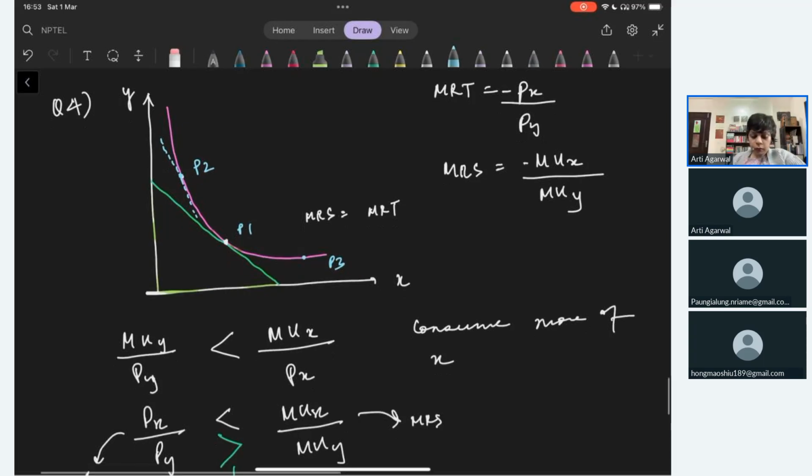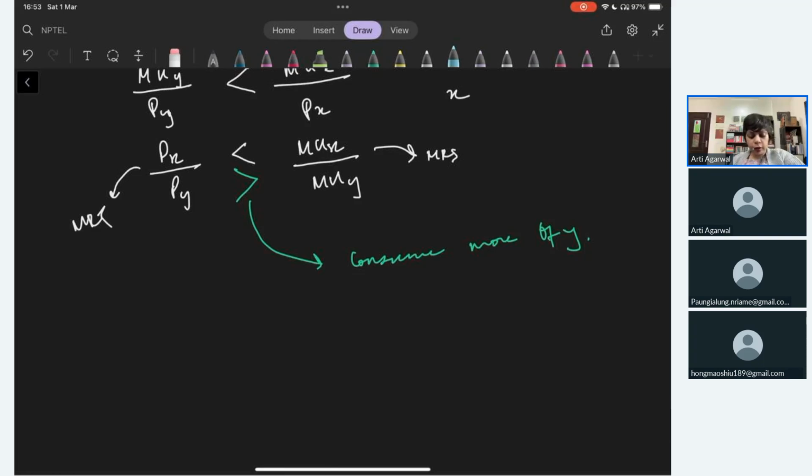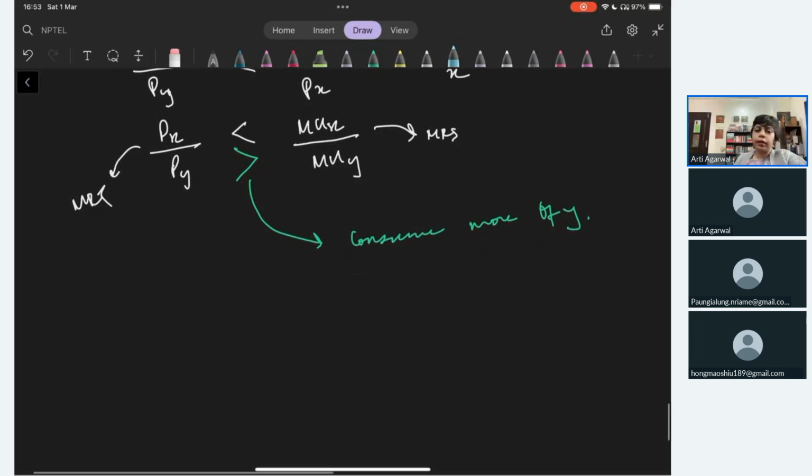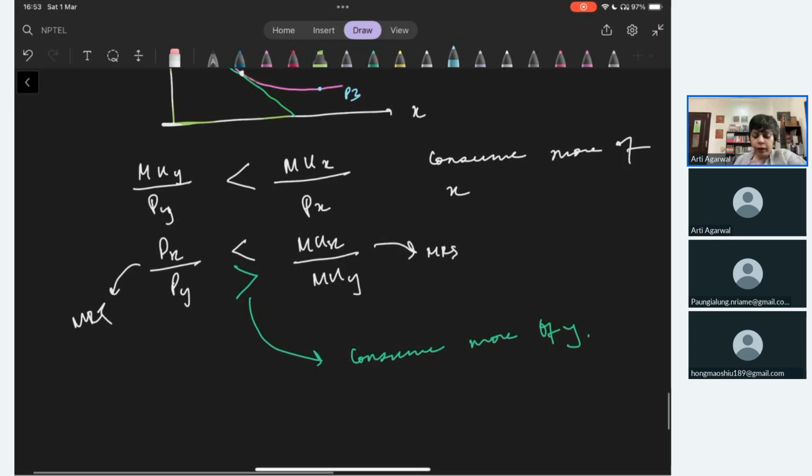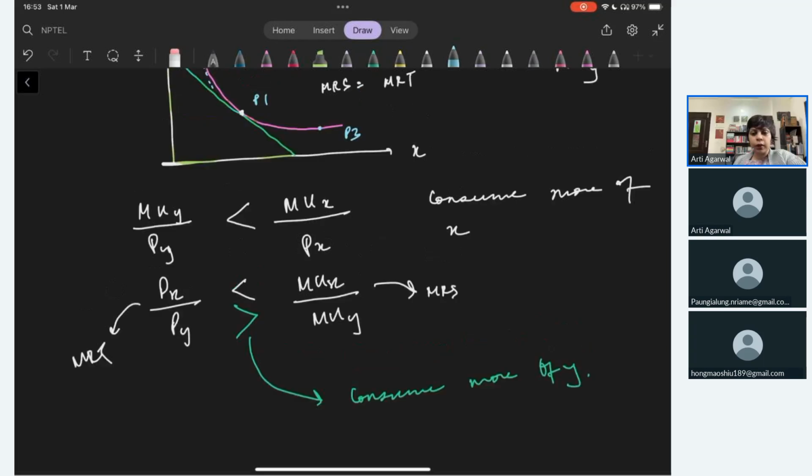So this is what we are trying to say: as long as MRS is greater than MRT, the person is going to consume more of good X or good 1. And if MRT is greater than MRS, the person is going to consume more of good Y or good 2, whichever way you want to look at it. And at the point at which MRS is exactly equal to MRT, he is in a balanced position. He doesn't want to trade anything for anything because he has achieved the maximum utility possible and he's also within the budget constraint, right? Does this make sense? Or do you have any questions?